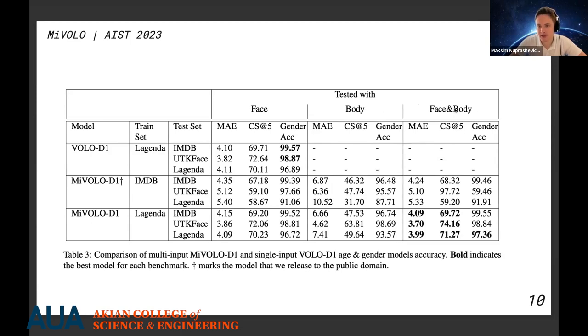Of course, the battle mode uses joint face and body inputs. And when you use just a body input, the model still performs quite well. For example, for age, it's 6.66. Let's remember that number, we will need it a few slides later. And you can see that for all the data sets, gender works quite well, of course lower than with face. Face is the most reliable way to predict age and gender, but still it works with quite good accuracy.